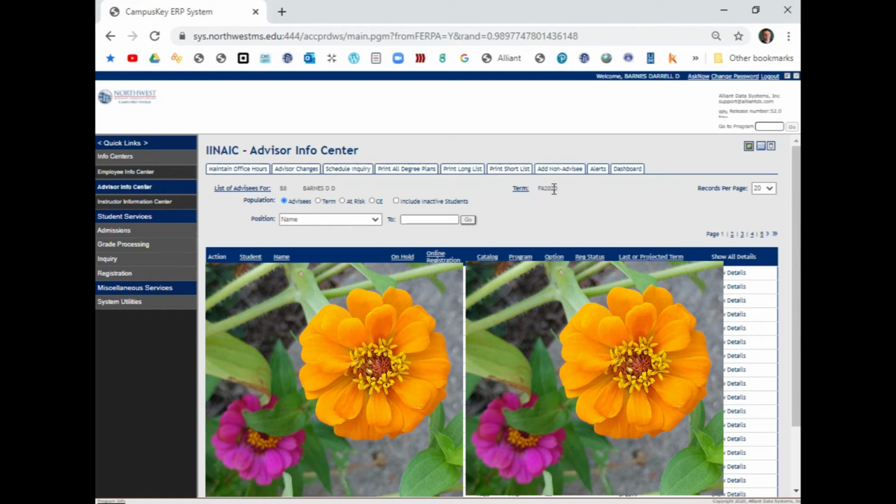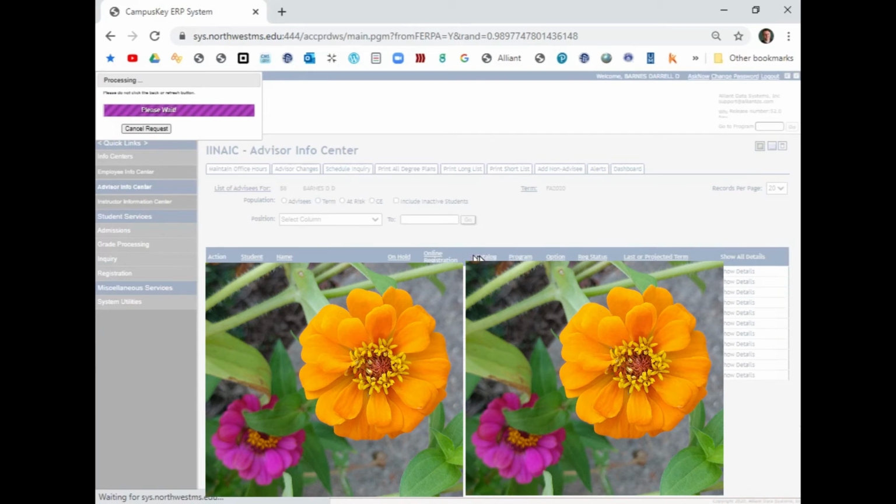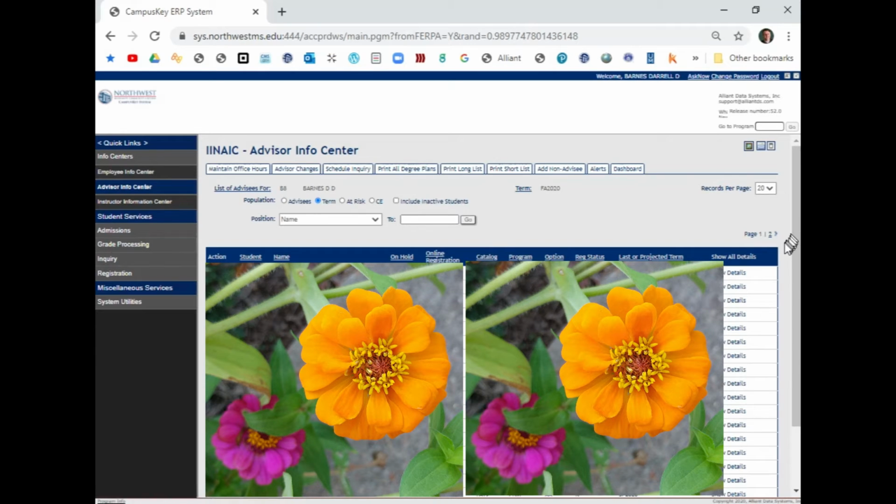So, how do I know my advisees now? Well, the term is fall 20 here. Let's pick term here. Notice that I only have 2 pages now. That is much more manageable. If I click over to spring of 2021, it even only has 1 page there.